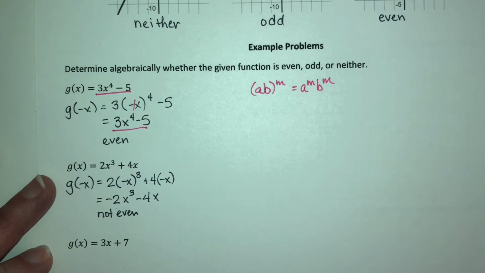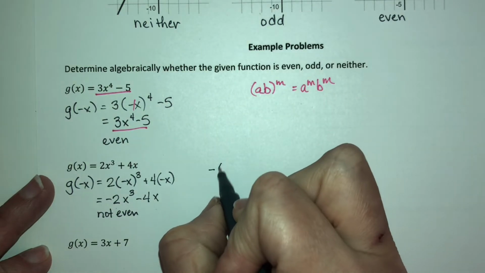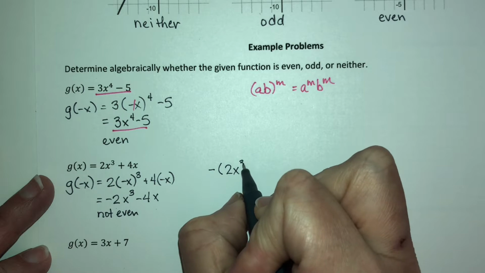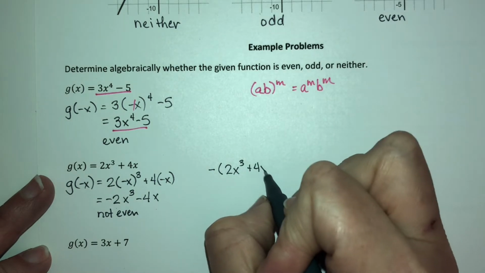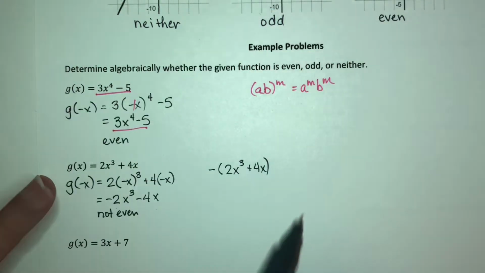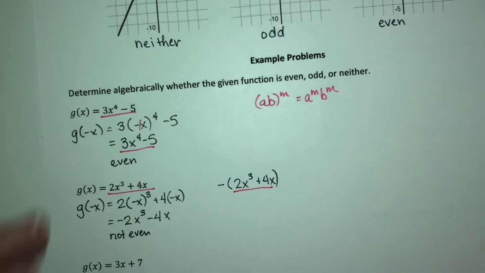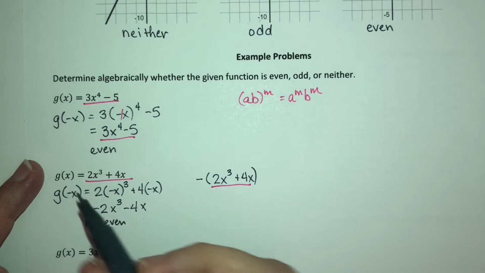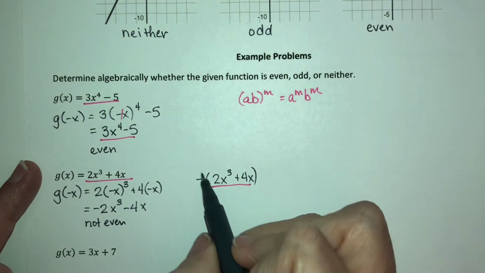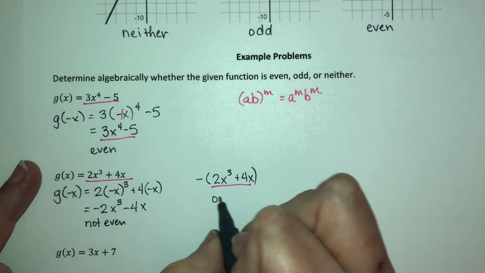Now I'm going to figure out if it's odd. And the way we do that is we factor a negative out of this to get negative parentheses 2x cubed plus 4x, and then now compare this part to this part. Is it the same? Yes. So we plugged in a negative x, we simplified it, we were able to factor out a negative and end up where we started from, so this one is odd.